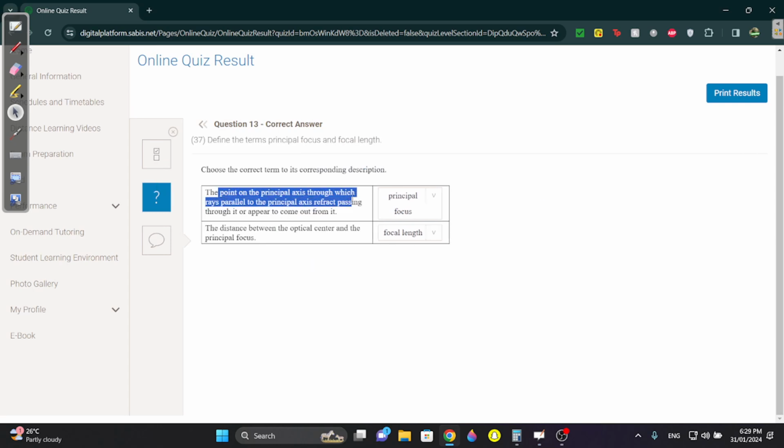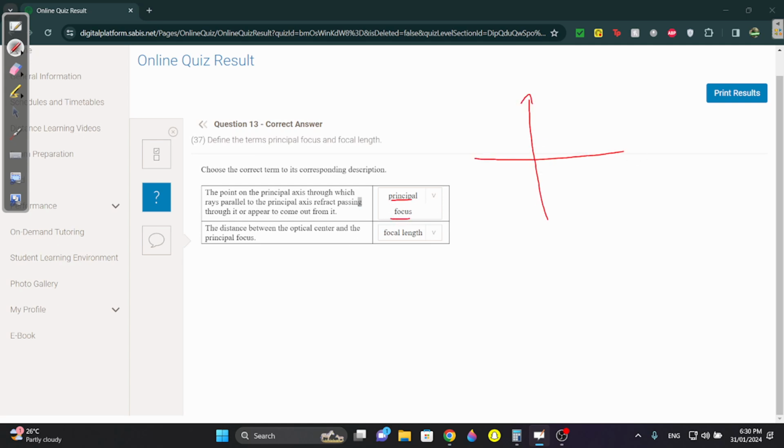Question 13. The point on the principal axis through which the rays parallel to the principal axis refract or appear to come out, we call this the principal focus. If you remember, optical center, this is the lens. You'd have the rays parallel, and then they're all going to meet over here at point F, which is the principal focus. Always name it. So this F is the principal focus, the point through which parallel rays refract. And the distance between the optical center, O, and the principal focus, we call this distance the focal length, small f.